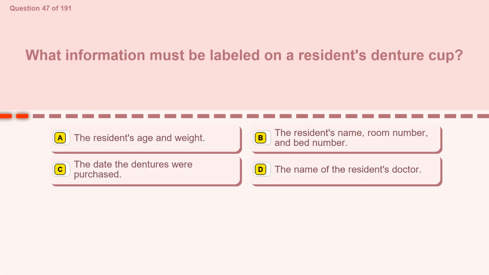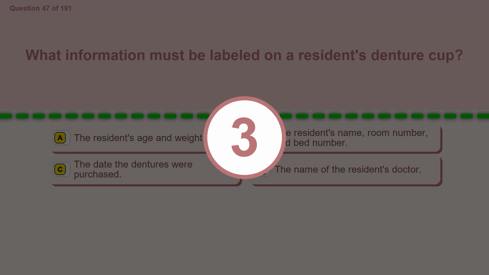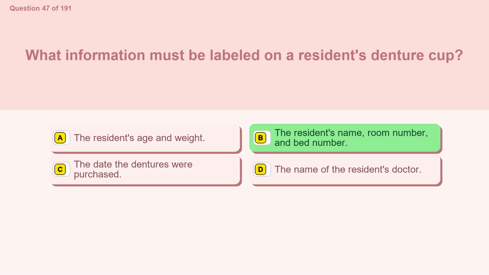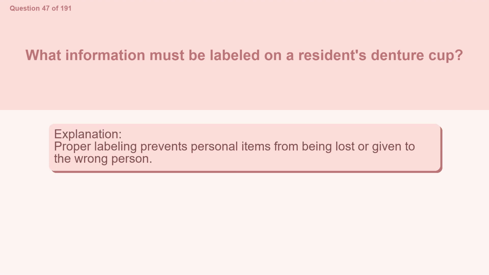Question 47. What information must be labeled on a resident's denture cup? Option A. The resident's age and weight. Option B. The resident's name, room number, and bed number. Option C. The date the dentures were purchased. Option D. The name of the resident's doctor. The correct answer is option B. The resident's name, room number, and bed number. Proper labeling prevents personal items from being lost or given to the wrong person.